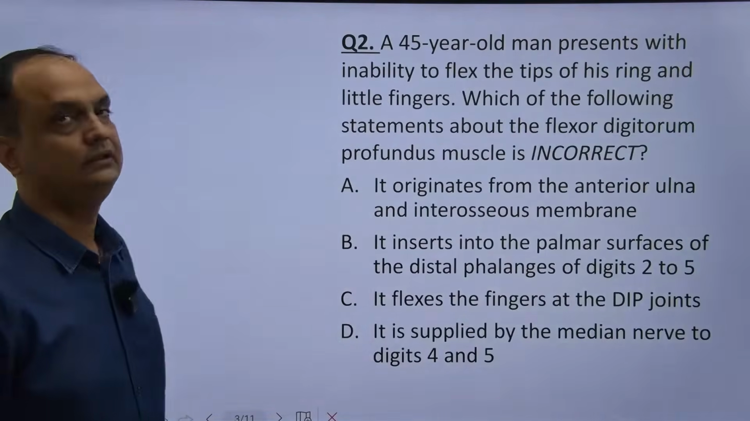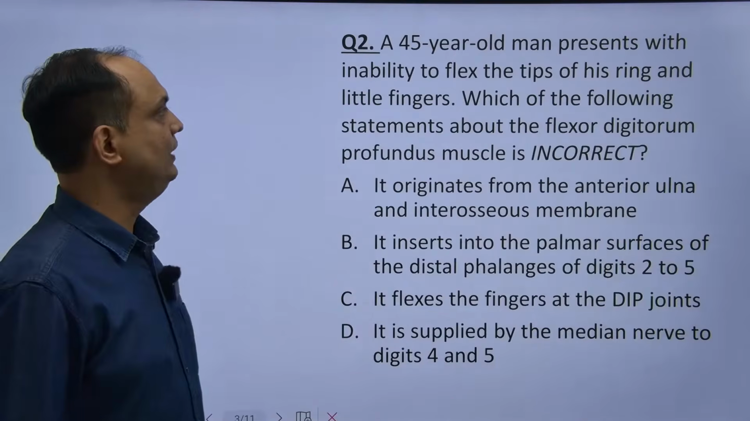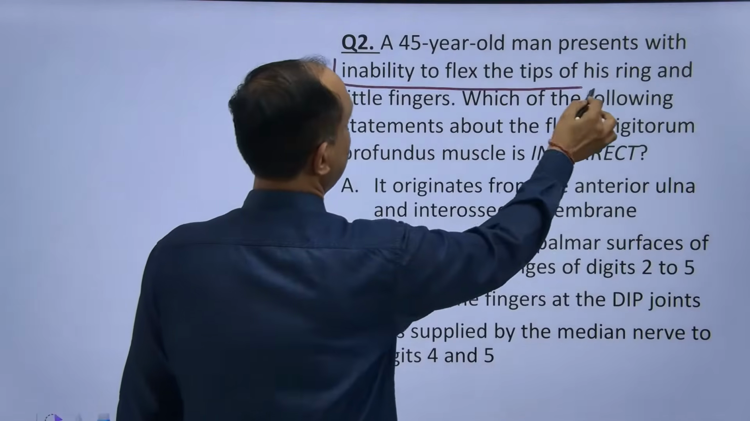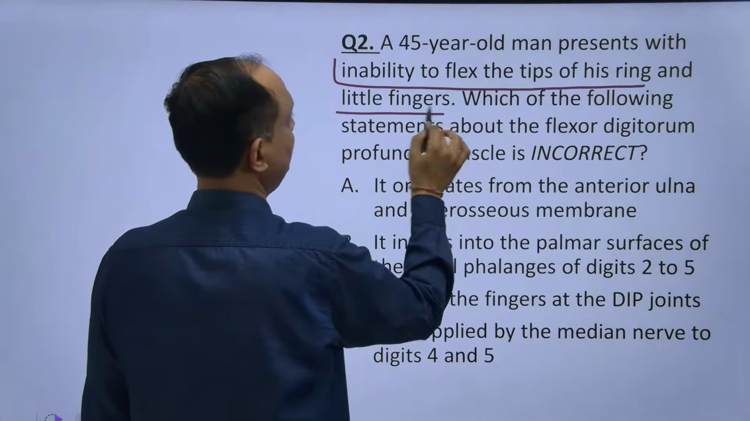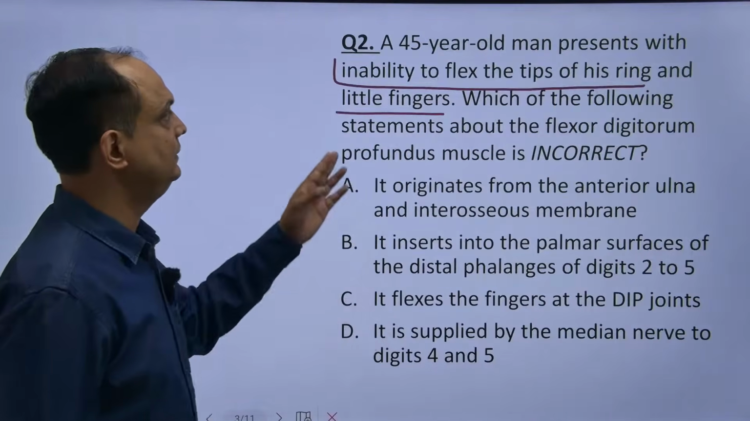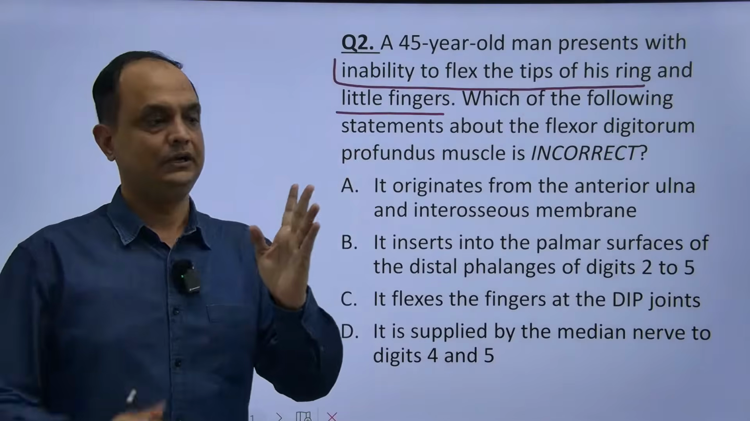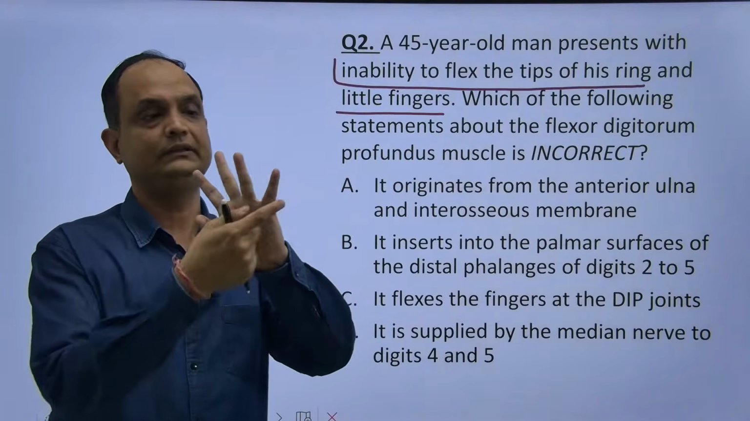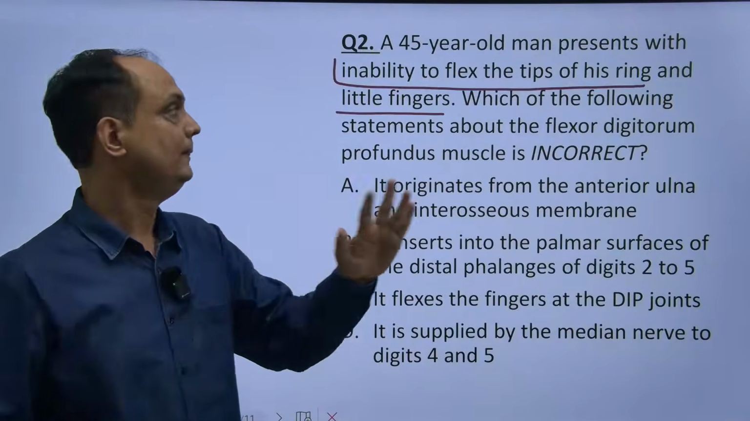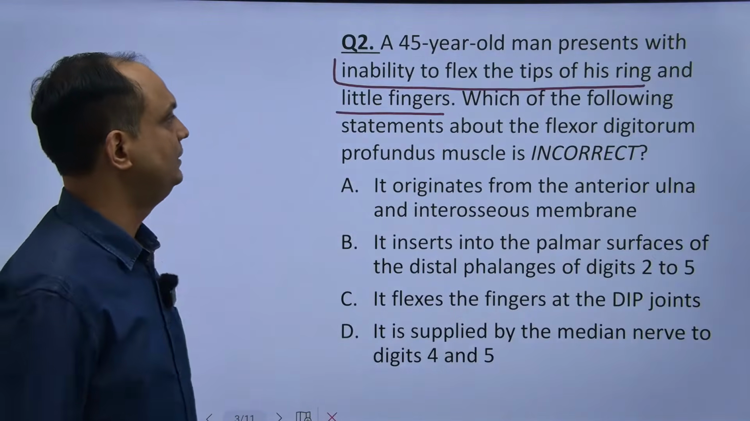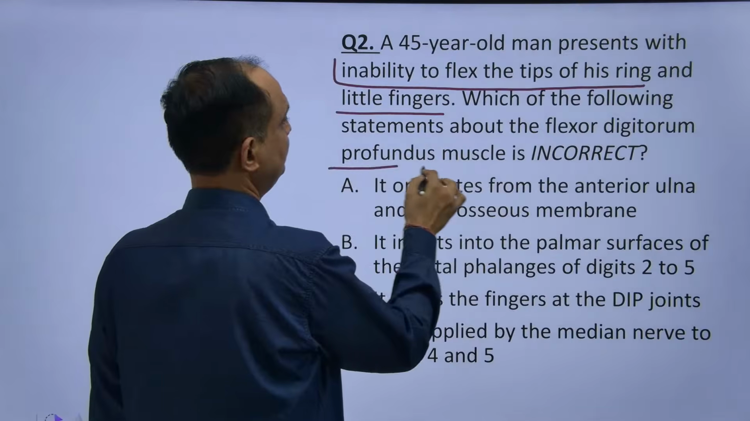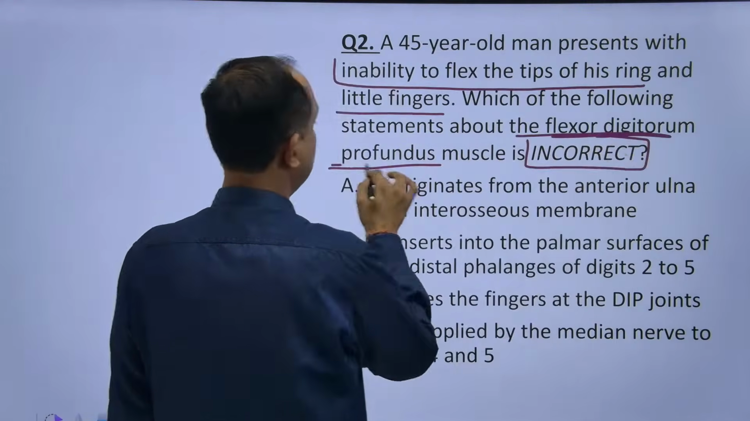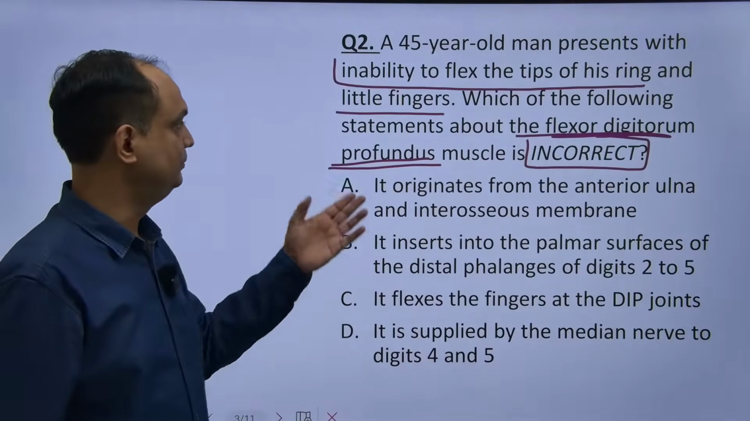Now we'll move to the second question. A 45-year-old man presents with inability to flex the tip of his ring and little finger. So this is the question about the little and the ring finger. This is the little finger, this is the ring finger. Which of the following statements about the flexor digitorum profundus is incorrect? So it is purely a question about the flexor digitorum profundus.